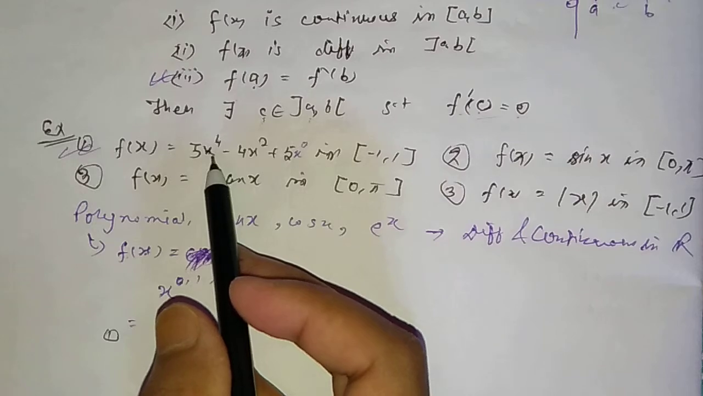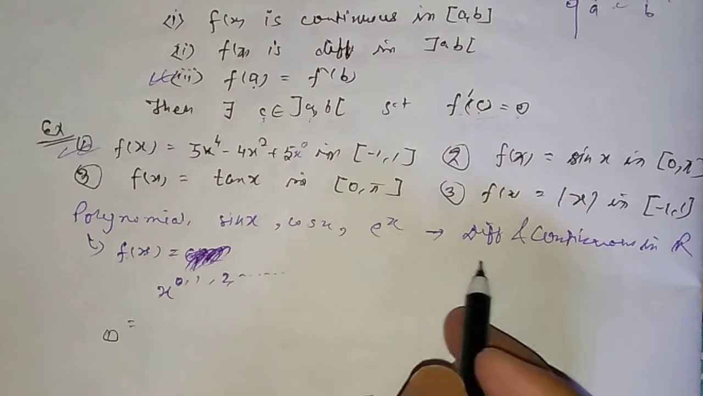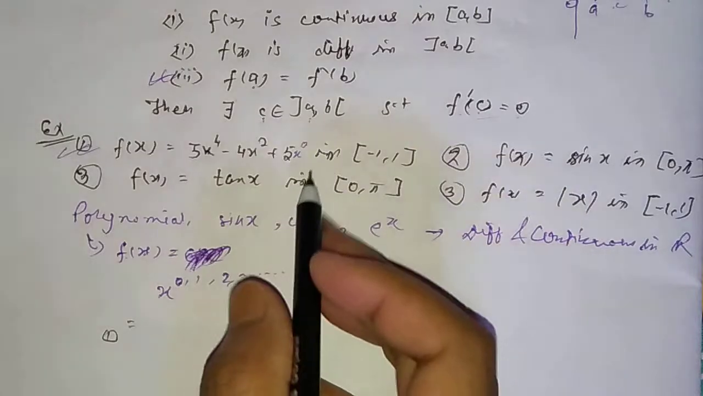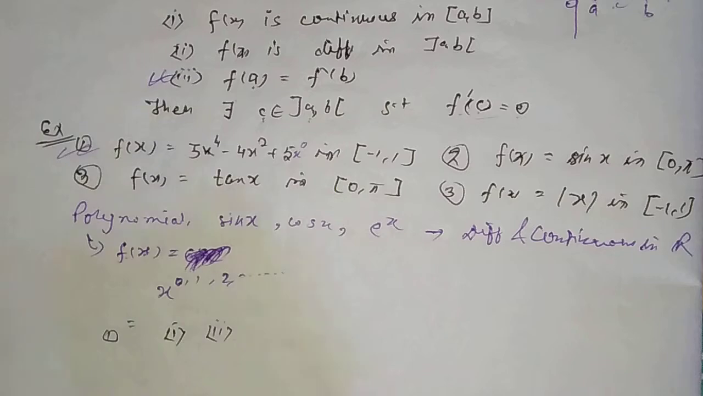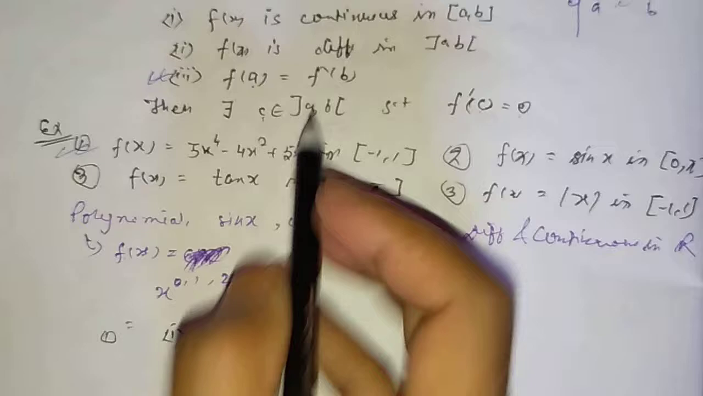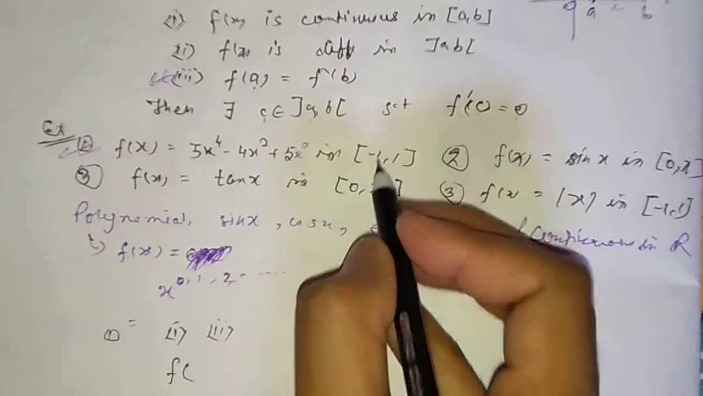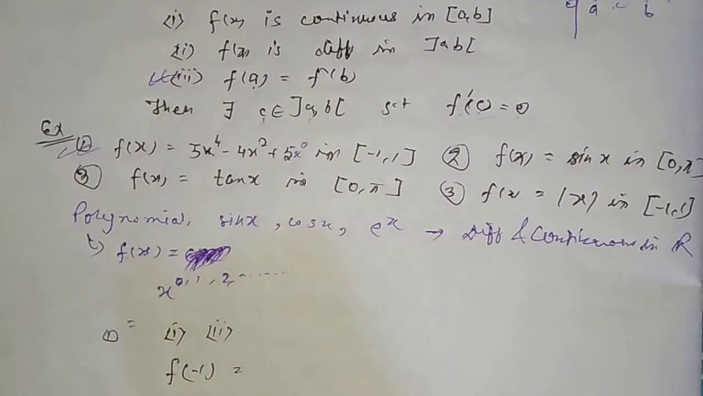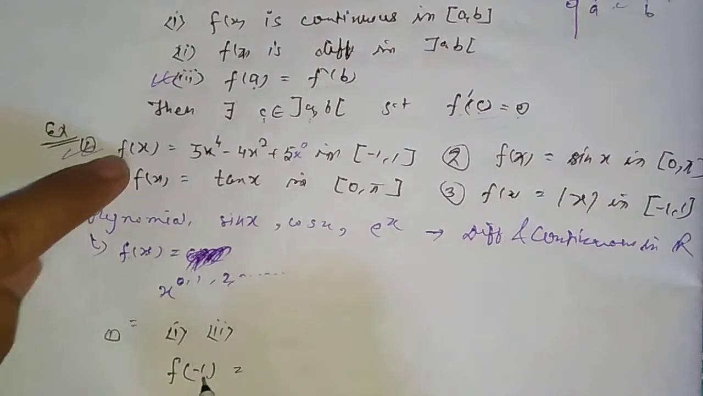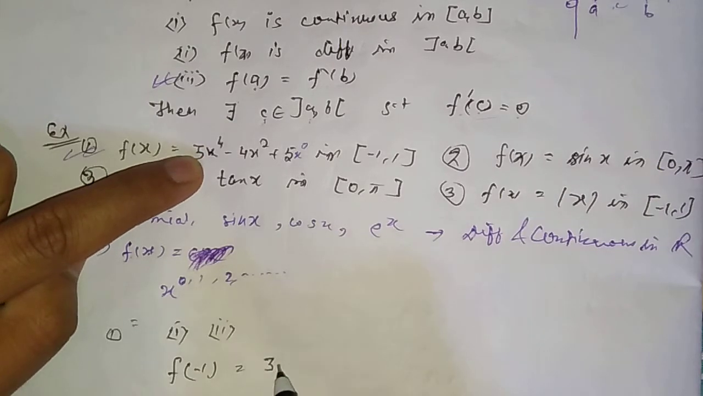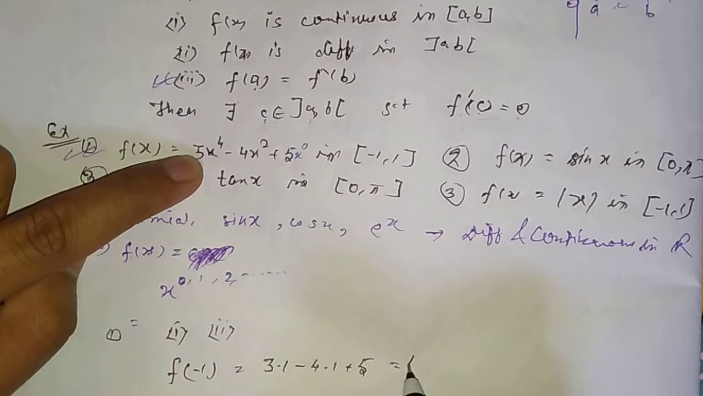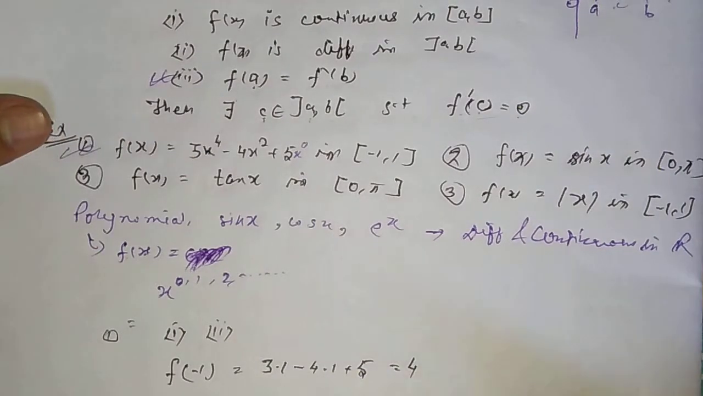As this is a polynomial function, it will be continuous and differentiable in the whole of R. So the first two properties of Rolle's theorem are satisfied. For the third property, where f(a) is equal to f(b), f(a) is f(-1), so we have to put -1 in the place of x. So 3 into 1 minus 4 into 1 plus 5 will be equal to 4.